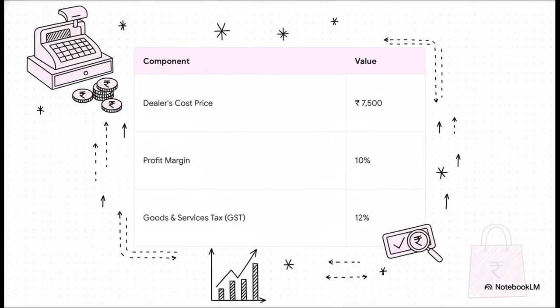Okay, to make this super clear, let's use a real-world example. Imagine a dealer buys an item for 7,500 rupees. Now, they're in business to make money, so they're going to add a 10% profit margin. And on top of all that, there's a 12% goods and services tax, GST. Believe it or not, these three little pieces of info are all we need to build the entire bill.